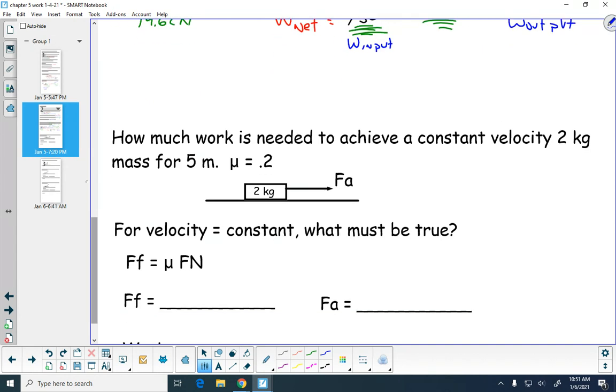Let's go down to the next problem. How much work is needed to achieve a constant velocity of a 2 kilogram mass for 5 meters? Mu is equal to 0.1 or 0.2. Once again, for velocity to be constant, we have these connected ideas with velocity being constant that we continue to work with. Velocity is a constant. We have acceleration is equal to 0, and our force net will also equal 0.